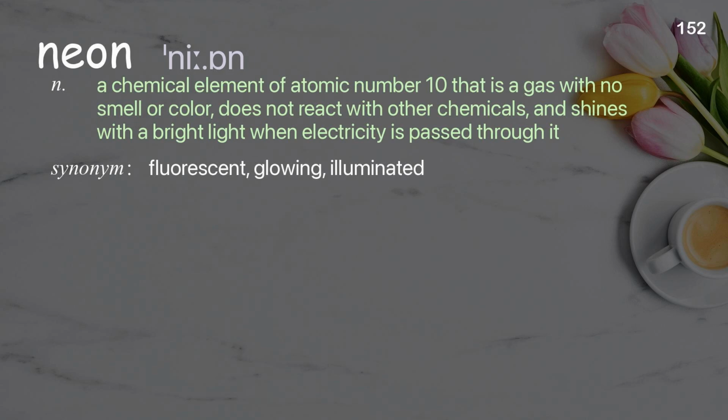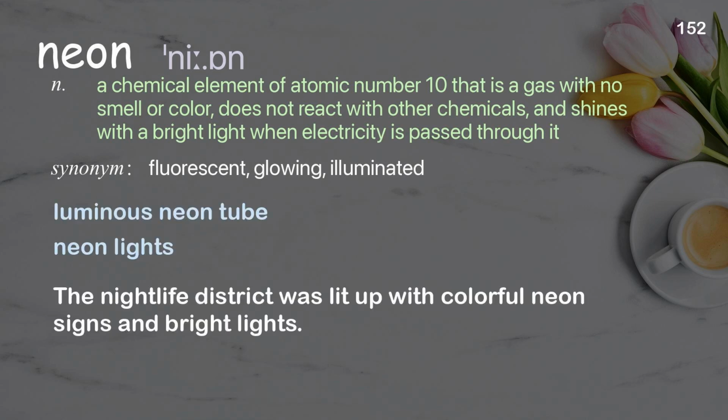Neon. A chemical element of atomic number 10 that is a gas with no smell or color, does not react with other chemicals, and shines with a bright light when electricity is passed through it. Examples: luminous neon tube, neon lights. The nightlife district was lit up with colorful neon signs and bright lights.